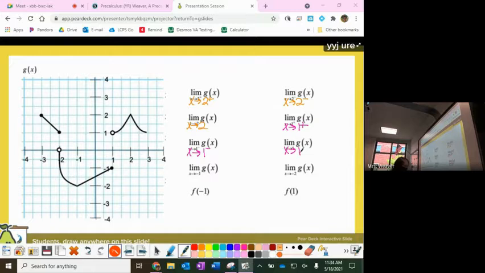And then let's do the limit as x approaches -1 overall.